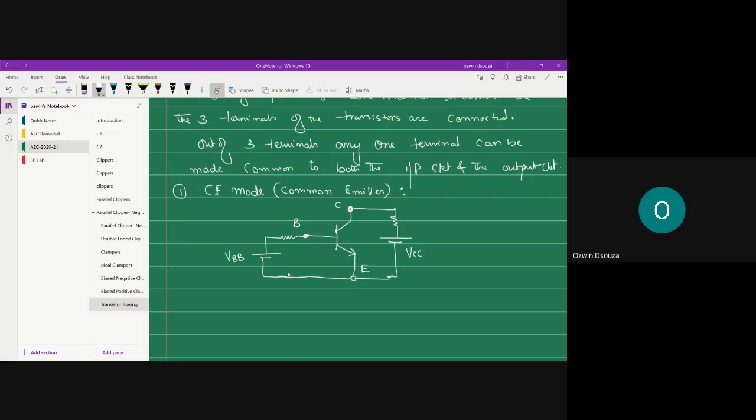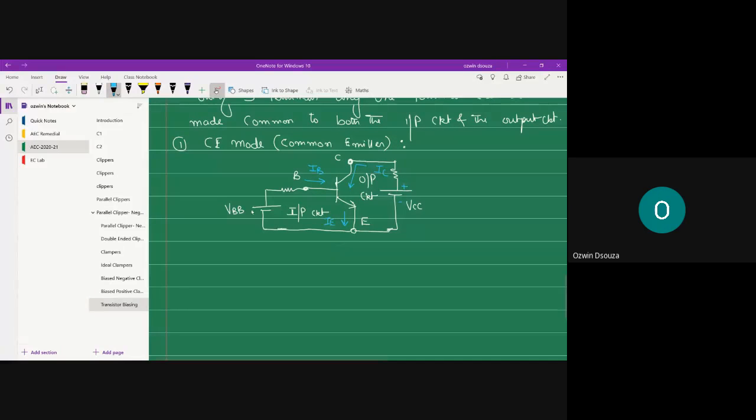This is what the common emitter connection looks like. This is your input circuit, and this is your output circuit. This is the base current direction; along the battery it flows. Similarly, the collector current follows the battery convention. This is how the collector current is going to flow, and in the end the emitter current is going to be the summation of base and collector current. So this is your common emitter mode, with its input circuit and output circuit.